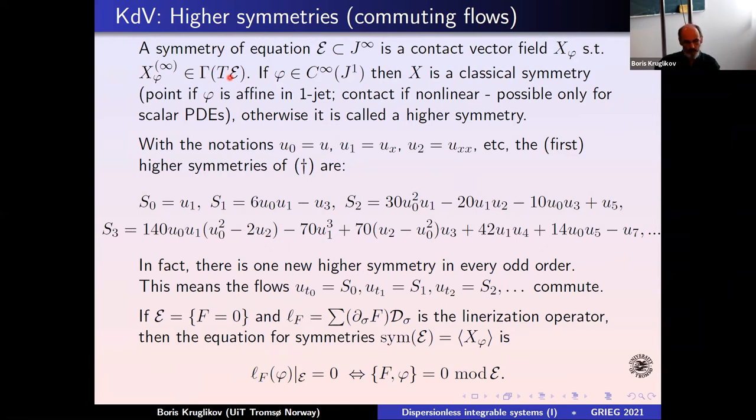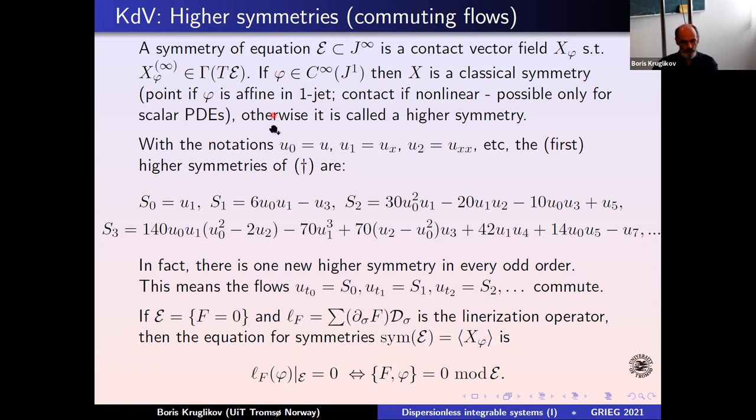Okay, and in the case when phi is a lift from J0, from J1, that's called a classical symmetry actually, right? If it's a lift from J0, it's called even point, right? So then this generating function phi is affine in one jet. But if it's nonlinear in one jet, it's called contact. But in principle, this phi may be of higher order. And then it's called a higher symmetry.